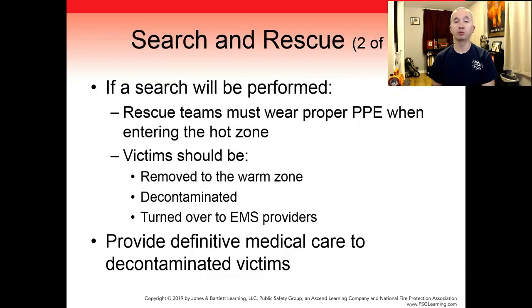Victims should be removed to the warm zone, decontaminated, and turned over to EMS providers for transport to a medical facility. In nearly all cases, definitive medical care should be provided to victims who have been decontaminated.